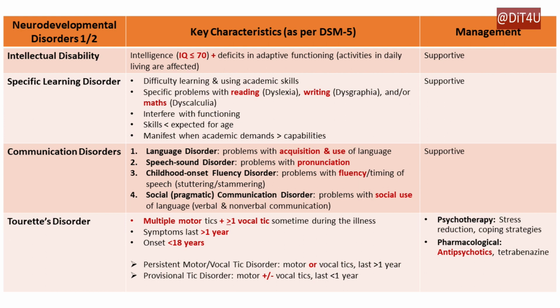Skills that the child has are less than what is expected for the child's age, and manifest when academic demands exceed the capabilities. So as the child progresses in the school to higher and higher standards or classes, the defect becomes more and more apparent. Okay, they are unable to cope. So in all these things, it is supportive therapy. There is no specific therapy as such.